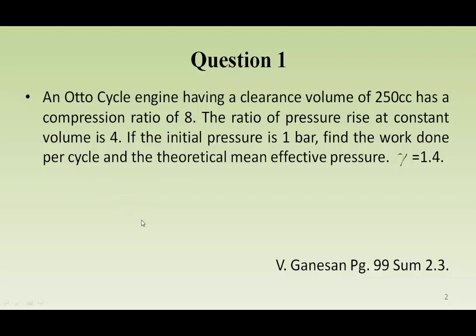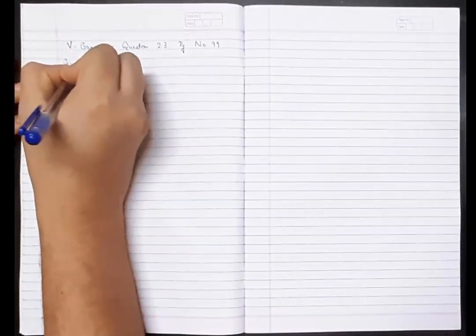They have given us P3 upon P2, which is 4, and the initial pressure, that is P1, is 1 bar. We have to find out the amount of work done per cycle and the theoretical mean effective pressure. They have given gamma as its regular value 1.4. So I will start off by writing the given data.